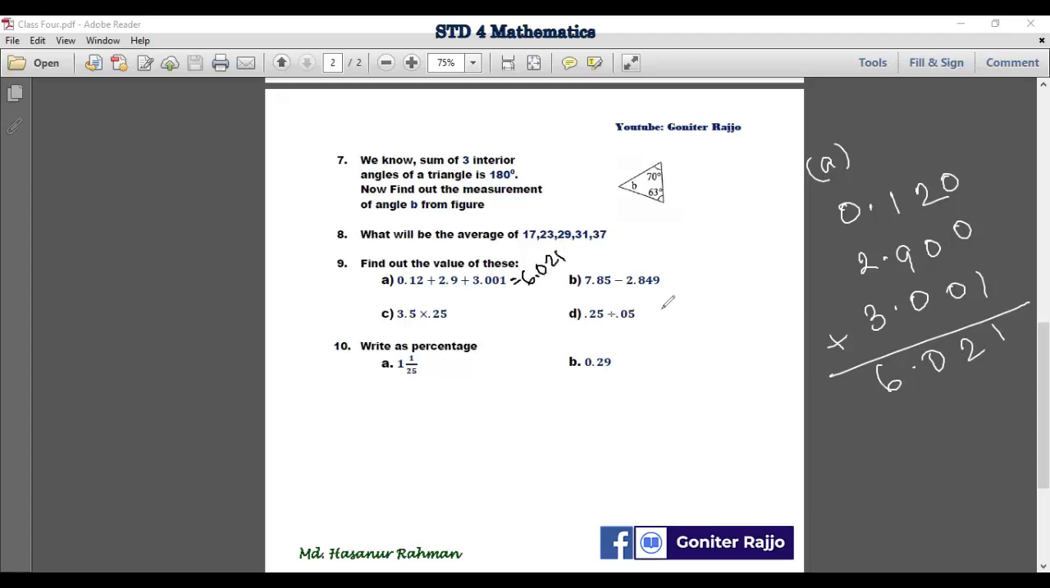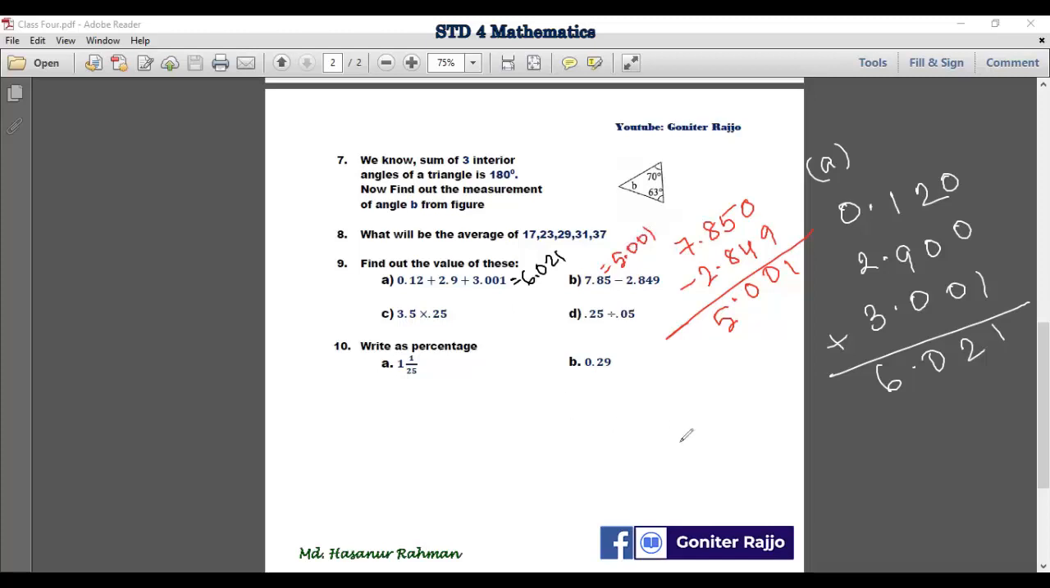Now, subtraction. 7.85 minus 2.849. So how can we solve? 7.85 minus 2.849. So the remaining digits will be replaced by 0. So 10 minus 9, that is 1. So we have to put a 1 here. 5 minus 5, that should be 0. 8 minus 8, that is 0. 7 minus 2, that is 5. So the answer should be 5.001. So the answer of number B should be 5.001.